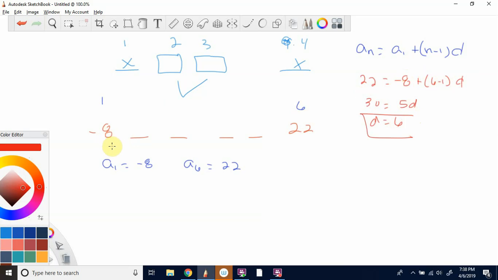So now can I just add 6? So plus 6 is going to give me what? Negative 2. Plus 6 is going to give me 4. Plus 6 is going to give me 10. And plus 6 is going to give me 16. So my arithmetic means, I have 4 of them, are -2, 4, 10, and 16. All right, so pause it, do the guided practice, and we're going to move on to example 4.